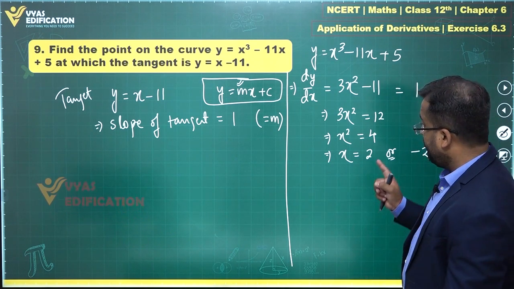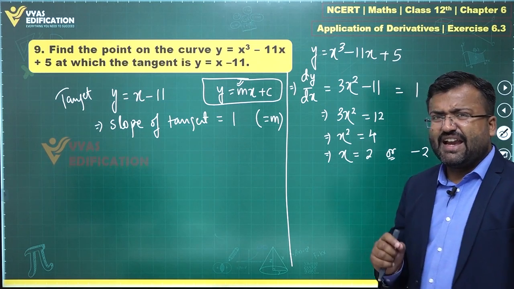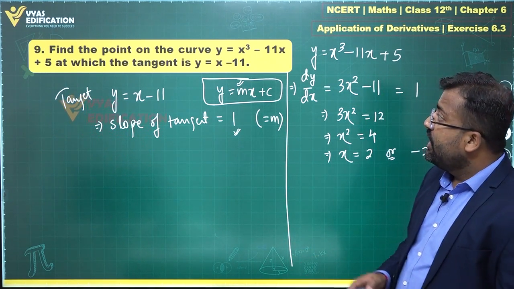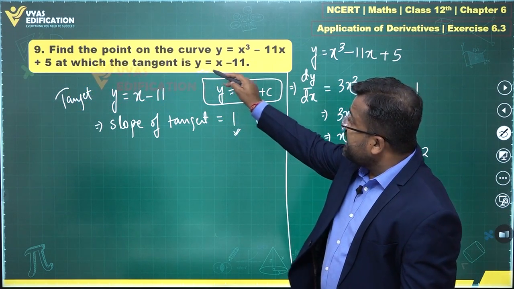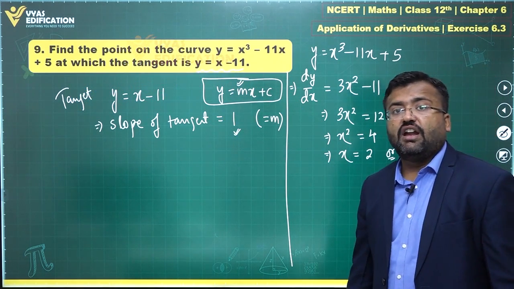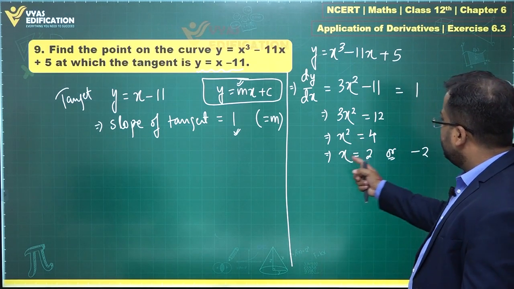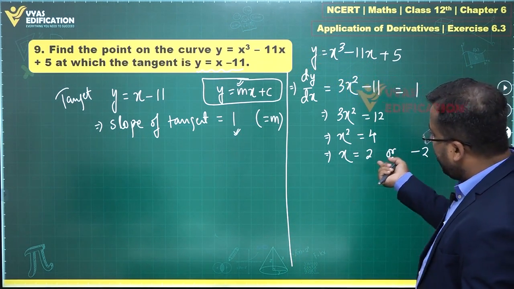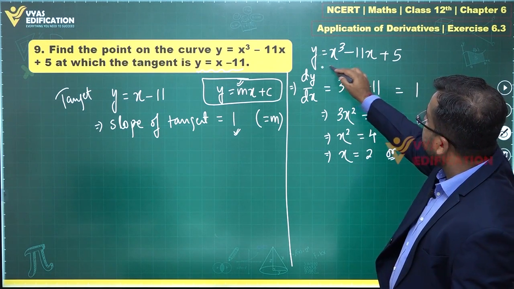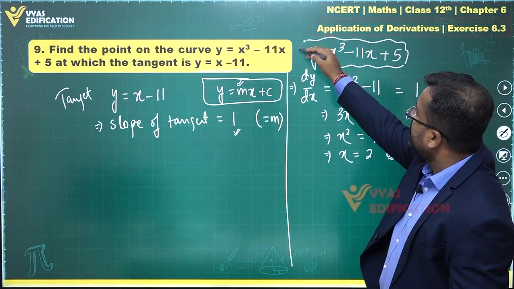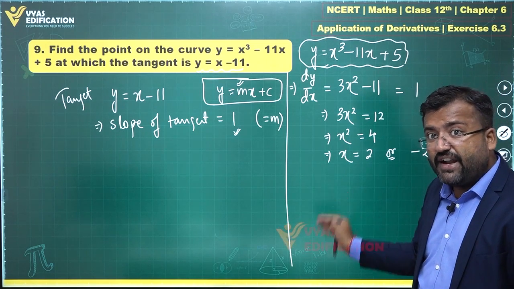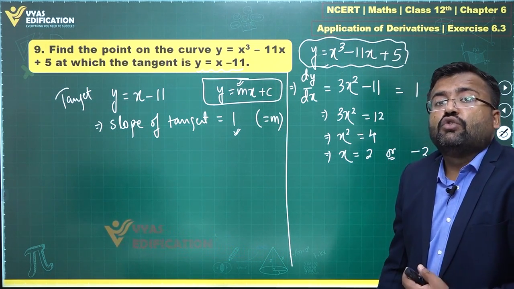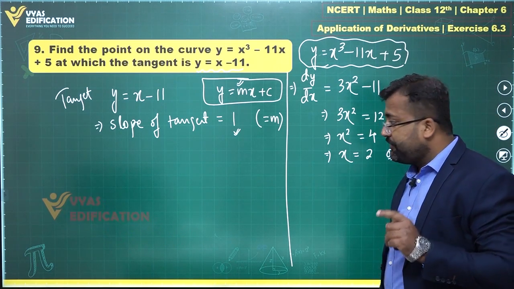Now, you may observe that we are getting 2 points at which the slope equals 1. We are asked the point at which the tangent is this. And how do we confirm whether this or both satisfy that condition? For that we'll have to find y with the help of the equation of the curve, and see after finding the points which point lies on that tangent. That particular point will be our answer.